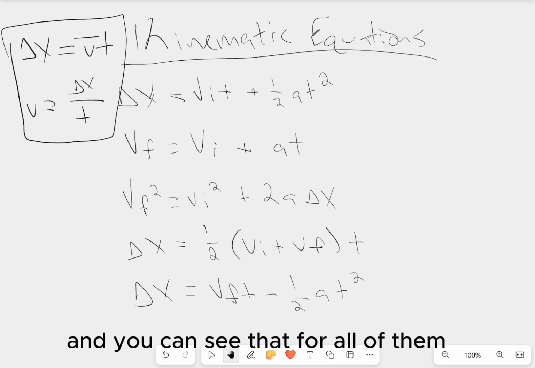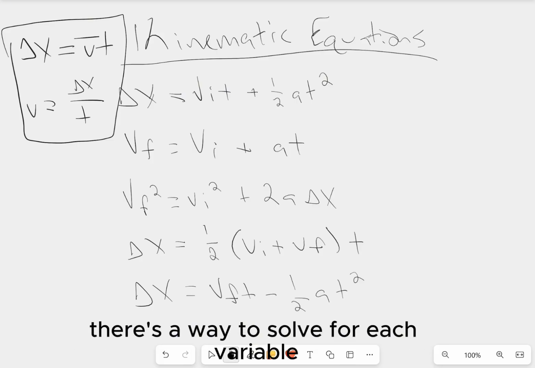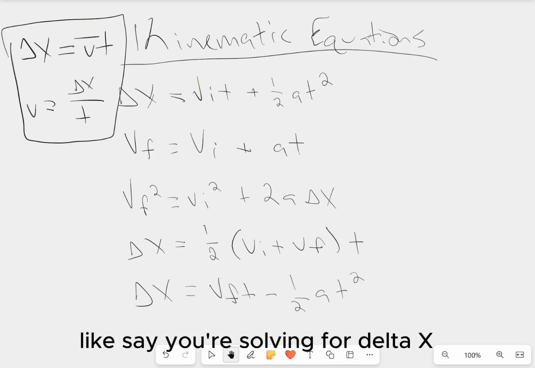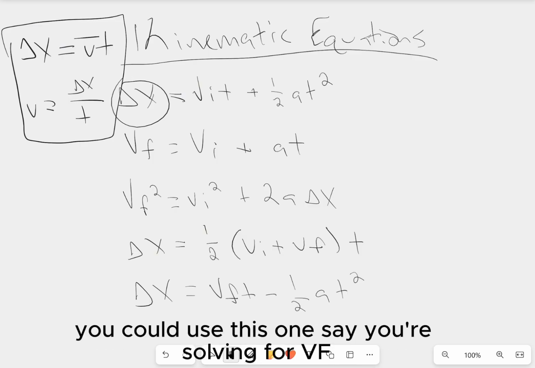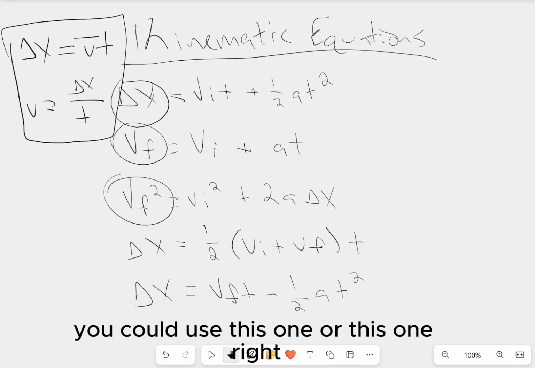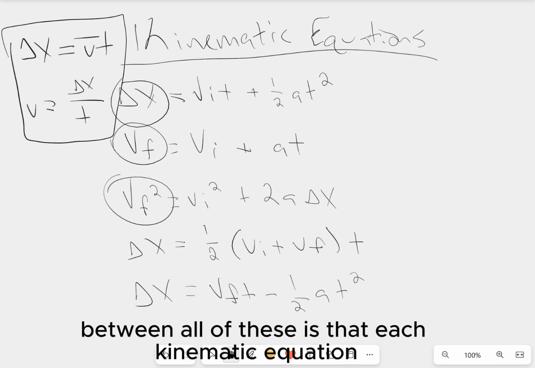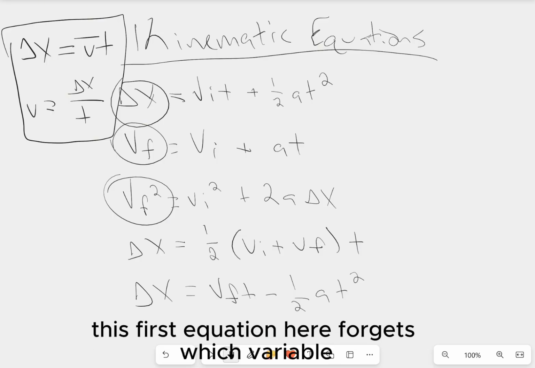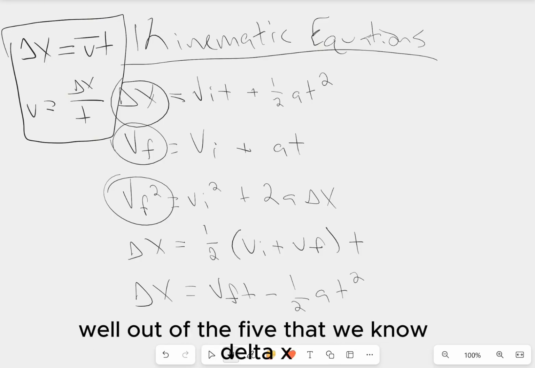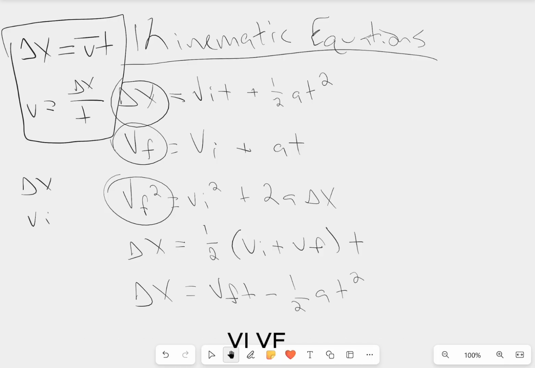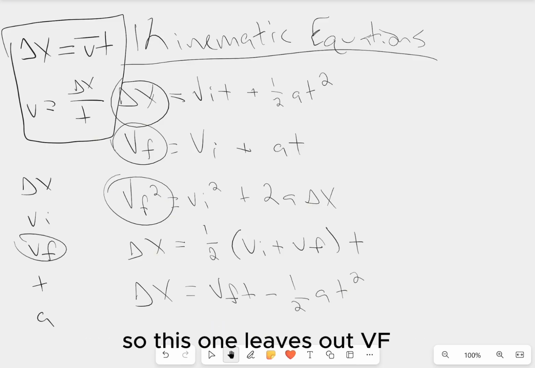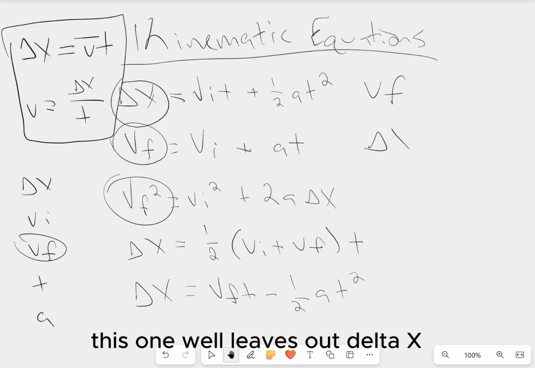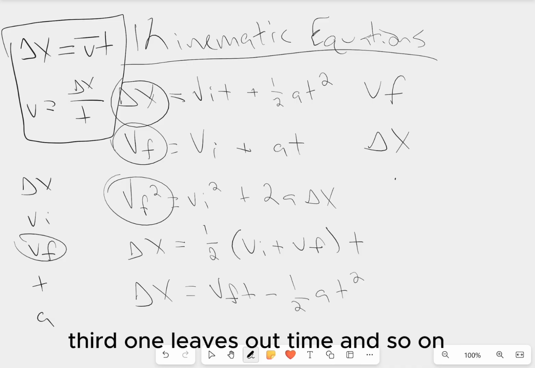And you can see that for all of them, there's a way to solve for each variable. Say you're solving for delta x, you could use this one. Say you're solving for vf, you could use this one or this one. The difference between all of these is that each kinematic equation leaves out one variable. For example, this first equation here leaves out which variable? Well, out of the 5 that we know, delta x, vi, vf, time, and acceleration, the only one that's left out is vf. So this first one leaves out vf, this one leaves out delta x, the third one leaves out time, and so on.